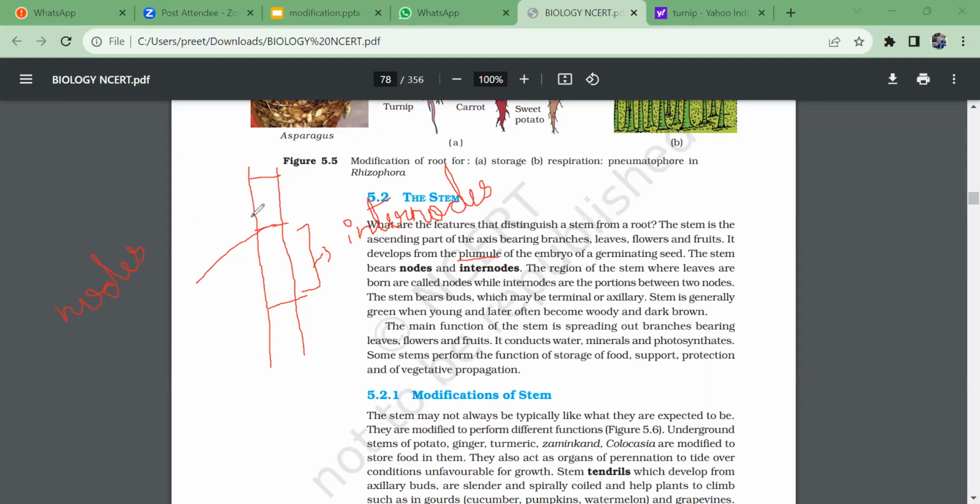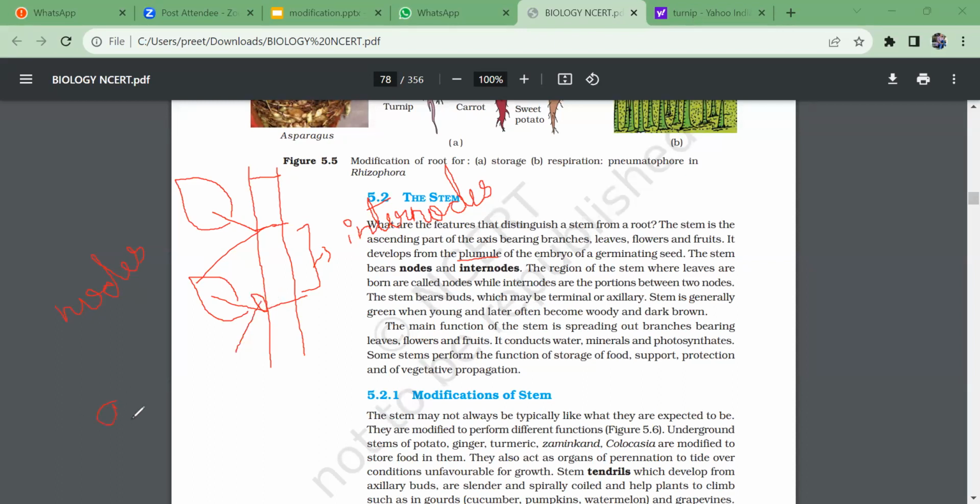अभी node से क्या आएगा? Node से arise होता है. From the node you will see a leaf. Okay, you will always see a leaf arising from the nodes, not from the internode. Internode से leaves नहीं आएगा. Leaves always arise from the nodes. और यहाँ पर leaf के इस side पर एक bud रहेगा. And the bud is known as axillary bud.